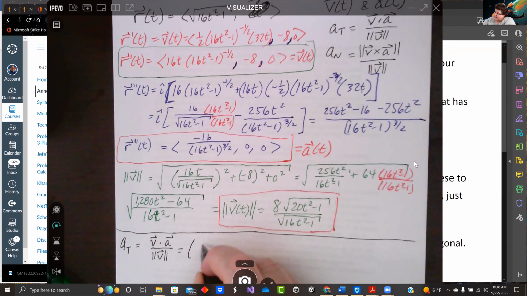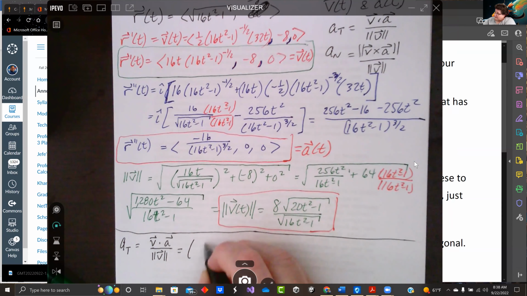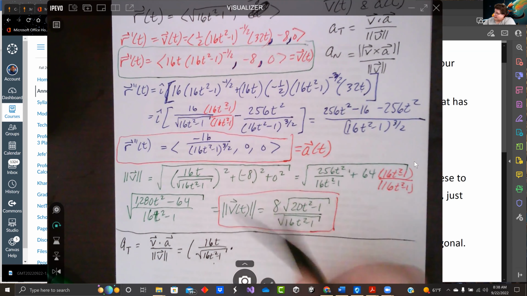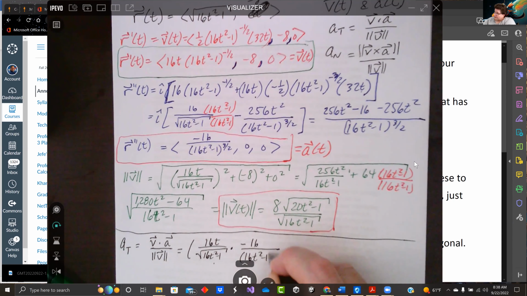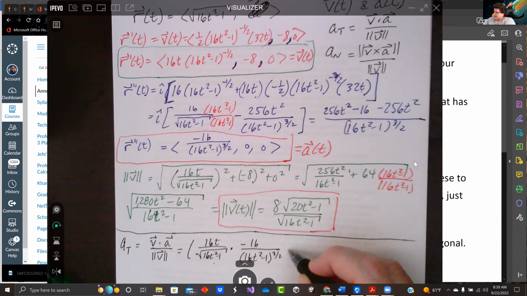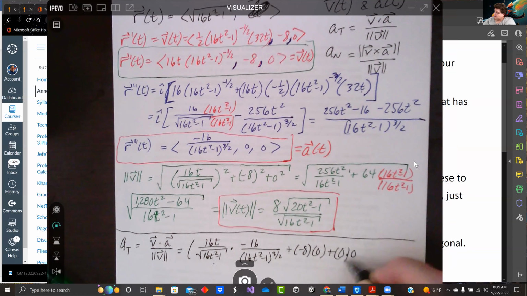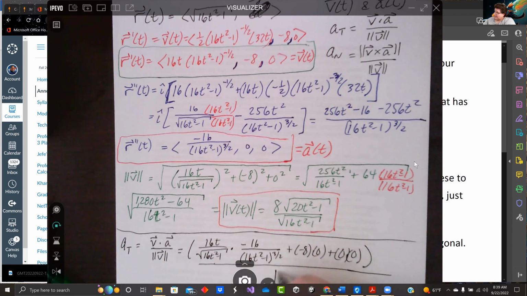So I have 16t over square root of 16t squared minus 1. Multiply, that's the x component of v, times the x component of a, which is negative 16 over 16t squared minus 1 to the 3 halves. And then I've got plus negative 8 times 0 and plus 0 times 0. That's the numerator. I'm going to leave that over the magnitude of v for a second.